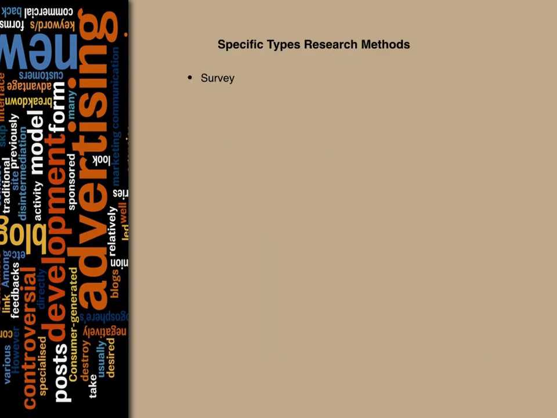So let's talk about specific types of research methods. Most of these should be familiar to you. You probably have done at least two of them, and one of them being a survey. So that's just a structured questionnaire that you would do. You create the questions and you have people answer it. It could be online, they can fill it out on paper. That's a survey.